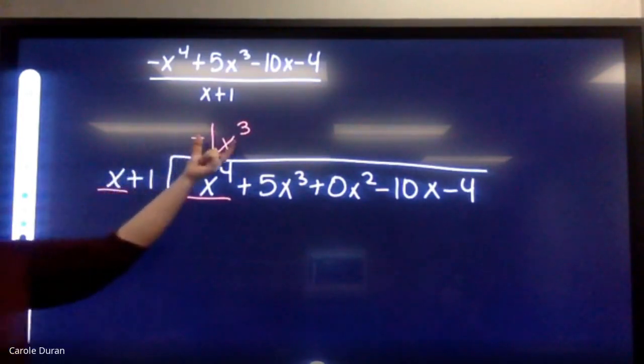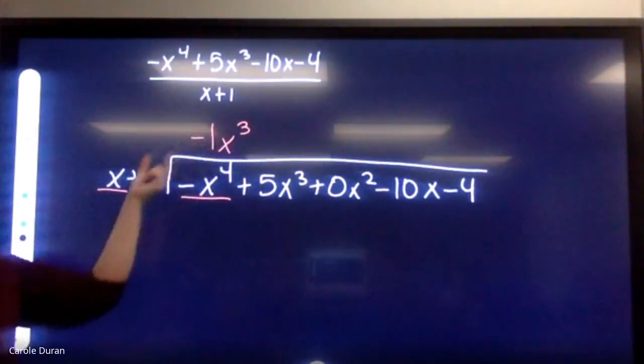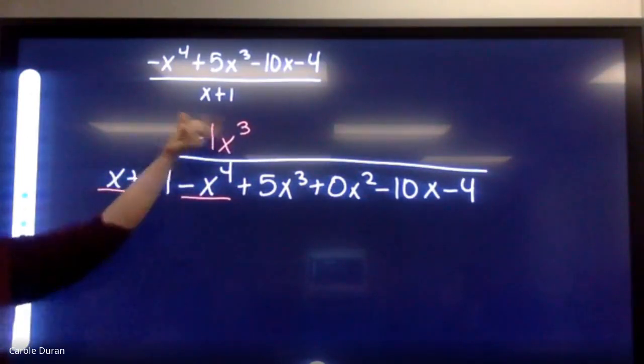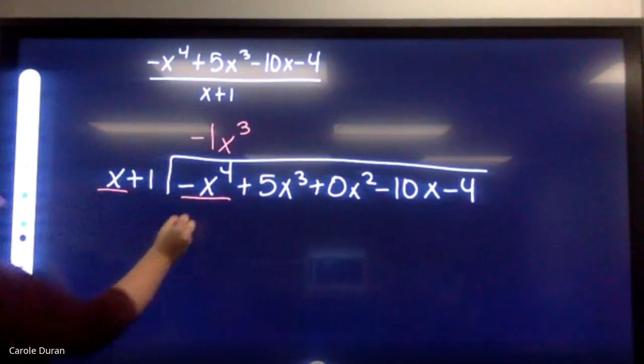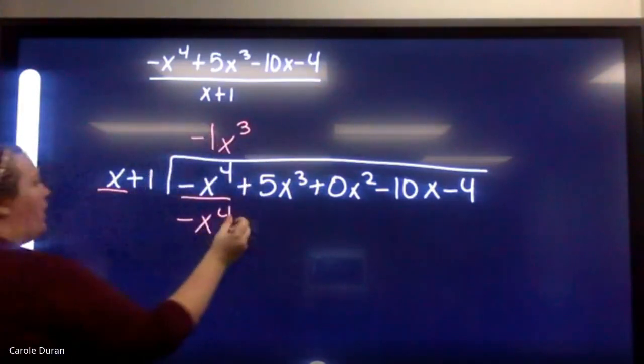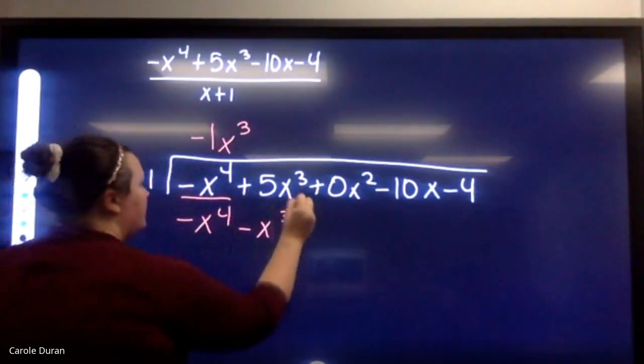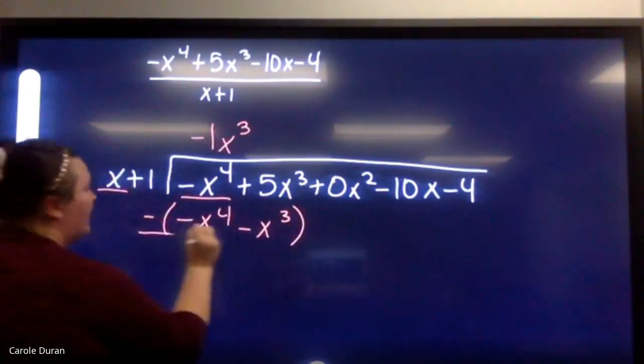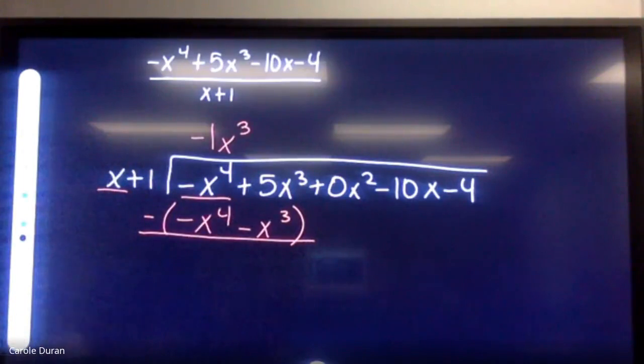I then take this and multiply it into each term in my divisor. Negative x cubed times x is negative x to the 4th. Negative x cubed times 1 is negative x cubed. I put it in parentheses, and I subtract it from the terms above.